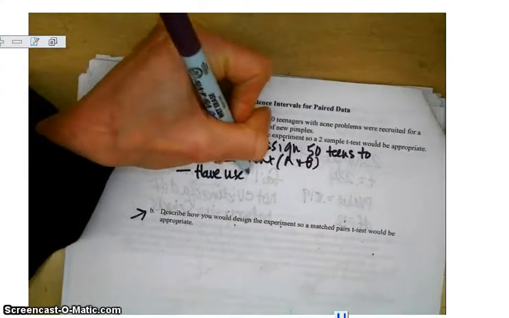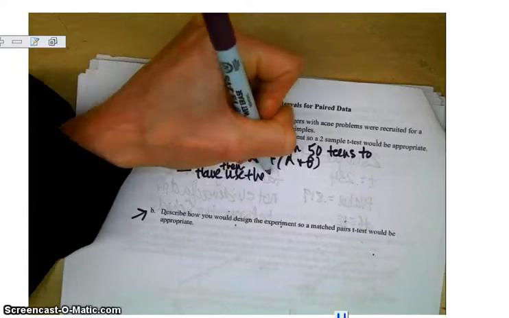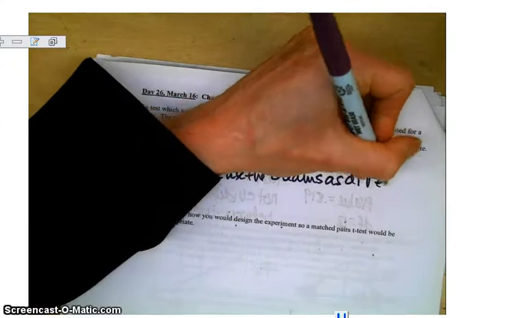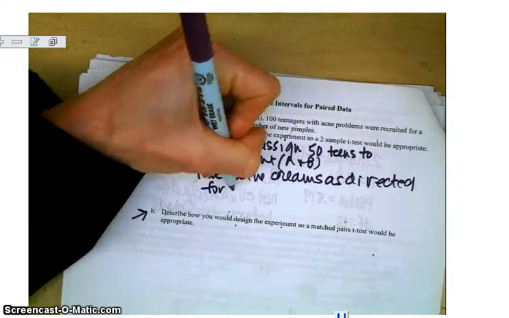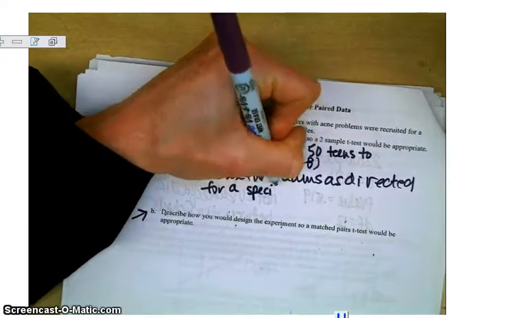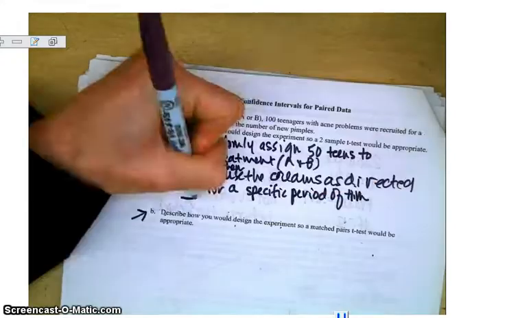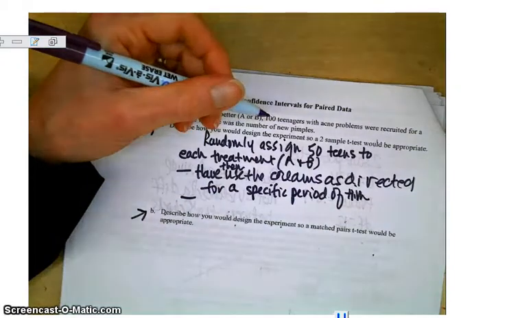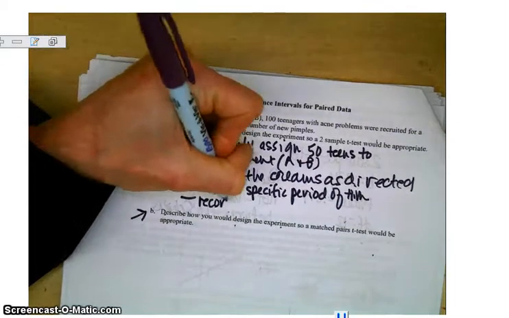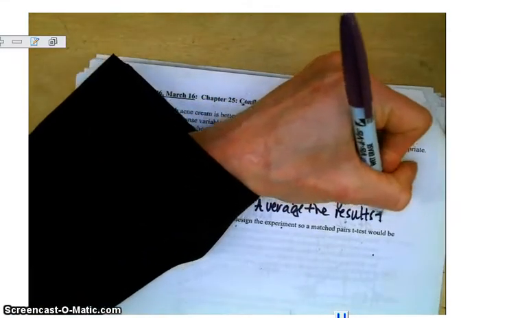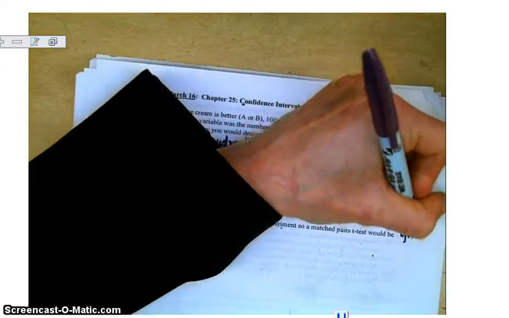And then I'm going to have them use the creams as directed for a specific period of time. Okay, and then I'm going to record and average the results for each group. I mean, it's simple.